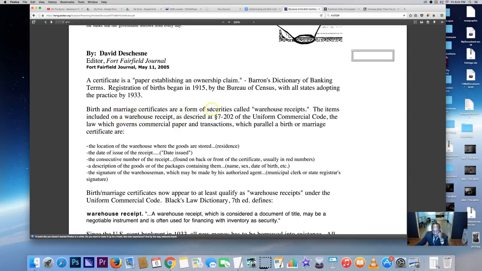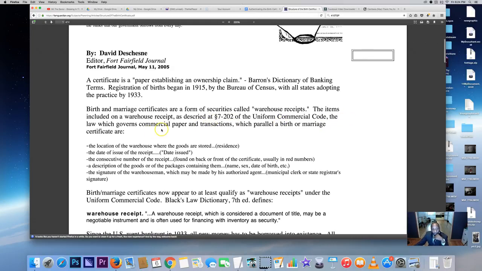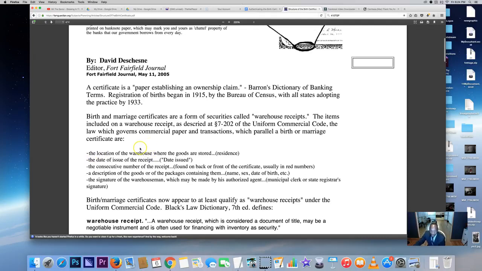Birth and marriage certificates are a form of securities called warehouse receipts. The items included on the warehouse receipt are described as U.S. Constitution 7202, the Uniform Commercial Code, the law which governs the commercial paper and transactions which parallel a birth or marriage certificate. The location of the warehouse where goods are stored is called a residence. So the location of the warehouse where the goods are stored is referred to as the resident.